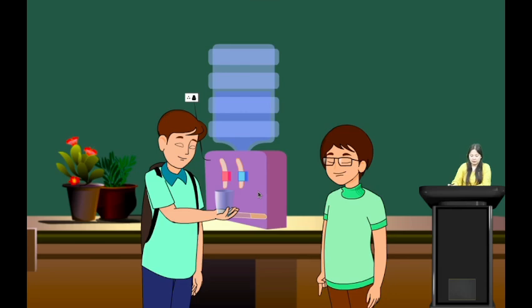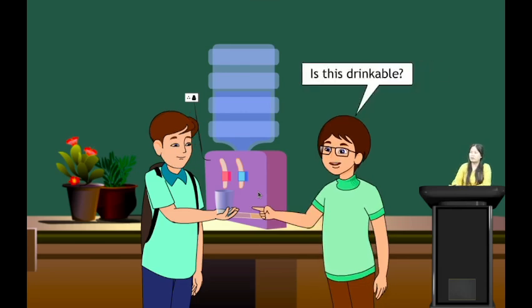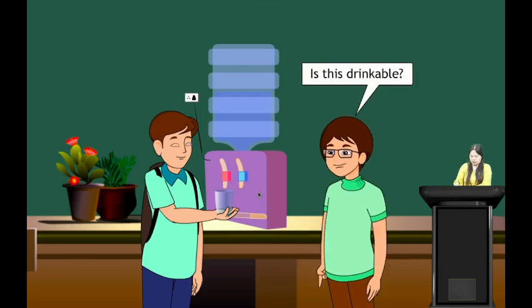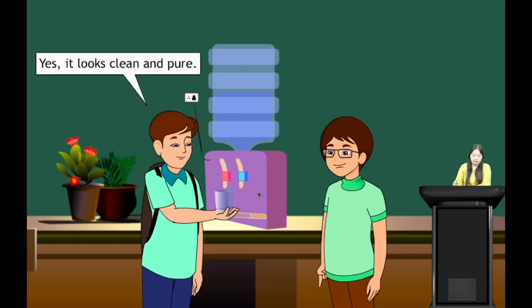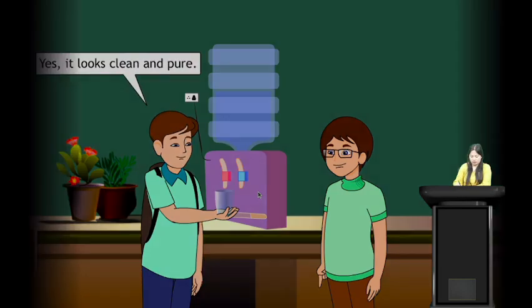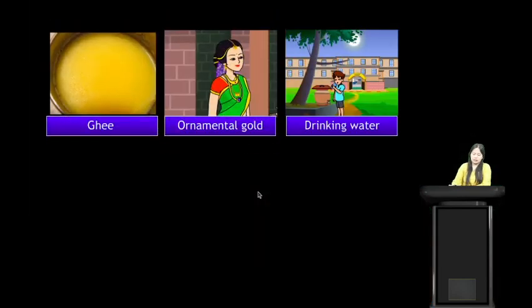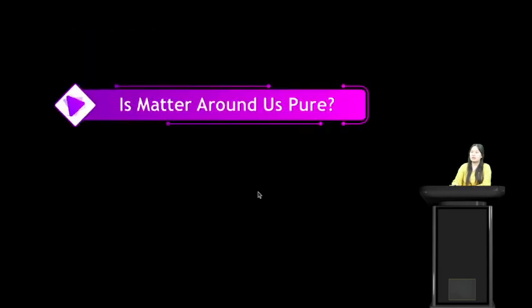And again here we see two boys drinking water. One of the boys asks, "Is this drinkable?" Then the other boy replied, "Yes, it looks clean and pure." So here ghee, ornamental gold, and drinking water are some of the matter around us. So are they really pure? In today's class we will begin with this chapter: is matter around us pure?